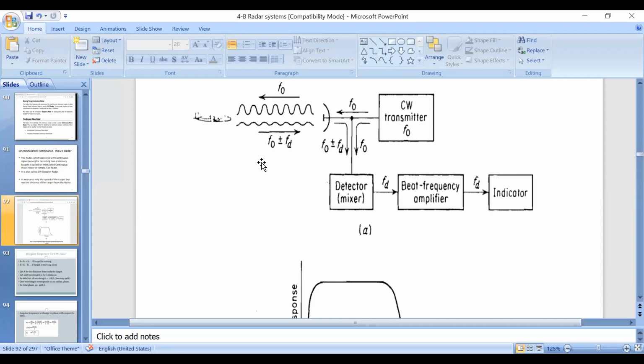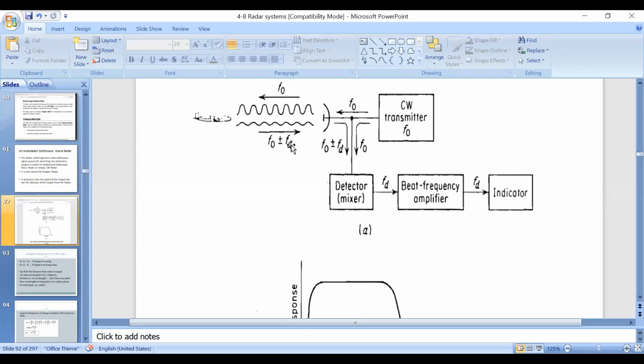I already explained in the last classes. Whenever an electromagnetic beam touches a moving target, there may be a shift in frequency. That shift in frequency is called the Doppler shift, and that phenomenon is called the Doppler effect, right? So whenever this continuous wave signal touches the moving target, if you assume this as an aeroplane, the frequency of this transmitted signal f naught is shifted by the Doppler frequency or Doppler shift, that is f naught plus or minus fd.